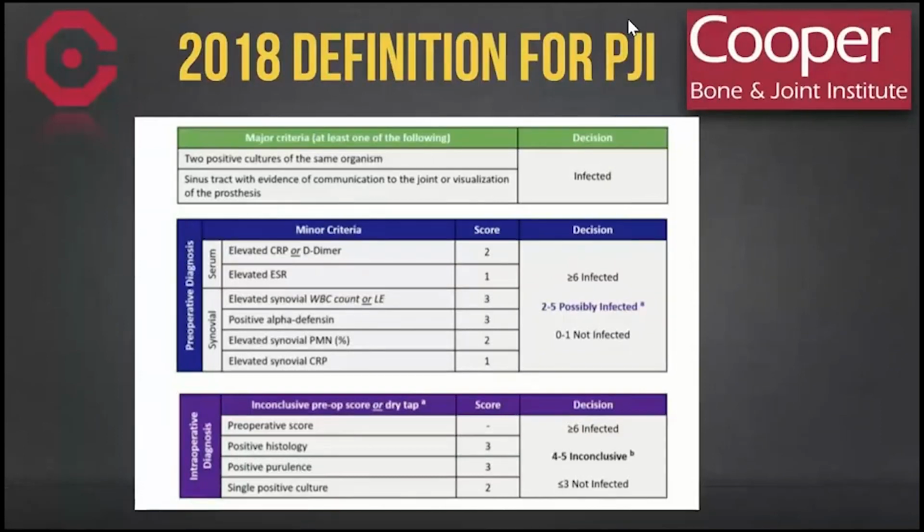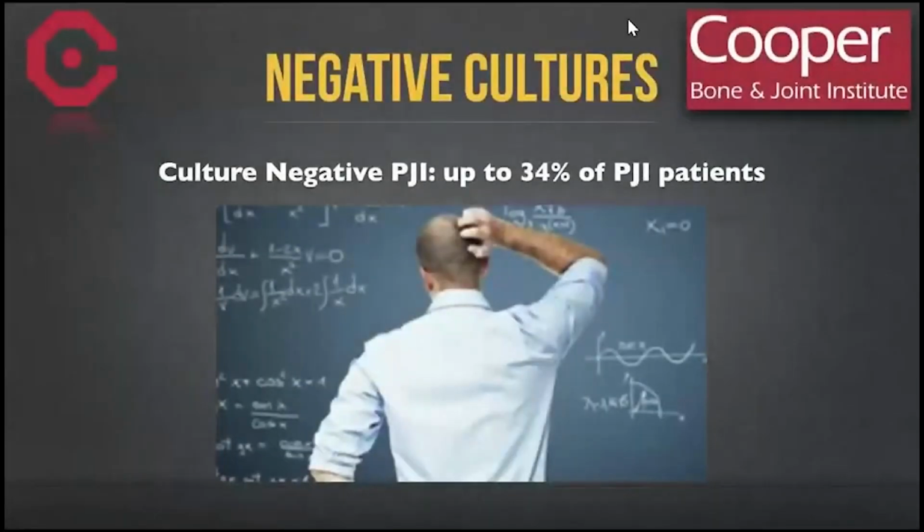However, all these criteria are heavily based on culture, because culture is part of the major and also part of the minor diagnostic criteria. And as Emanuele mentioned, culture negative PJIs are on the rise, and the literature shows that up to 34% of PJI cases, that's more than 1 out of 3 patients, are having negative cultures. So it's a huge issue for us that can compromise diagnosis and timely management of these patients.